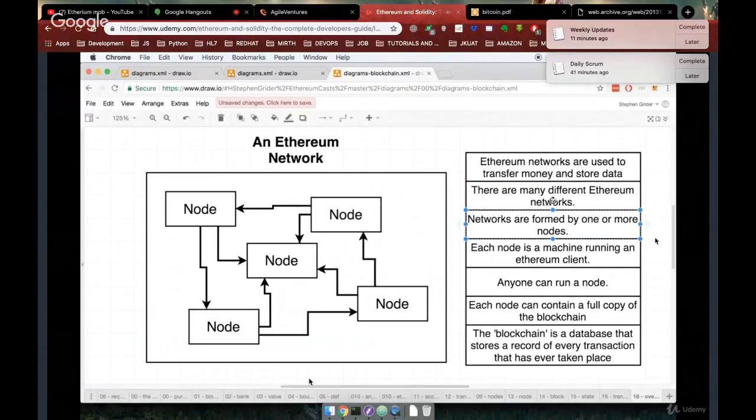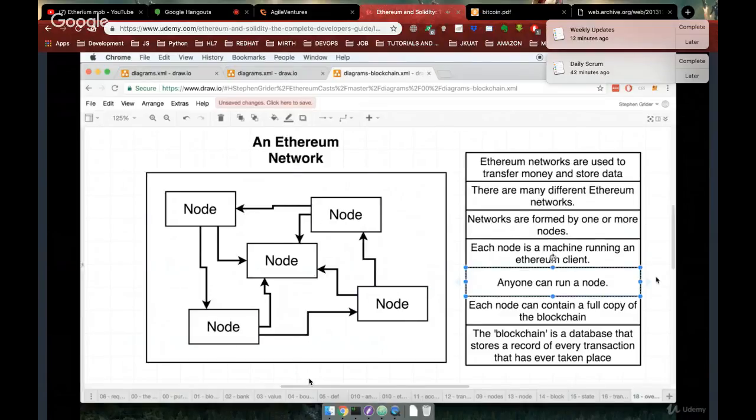Next, networks are formed by one or more nodes. This goes coupled with the next note on here. A node is a machine that is running an Ethereum client. When I say machine, I'm talking about a desktop or a laptop or any type of computer, really. So we take a node, we install some software on it, we run that software, and it connects to an Ethereum network and starts becoming a part of the network overall. All these nodes connect together to form the actual network.